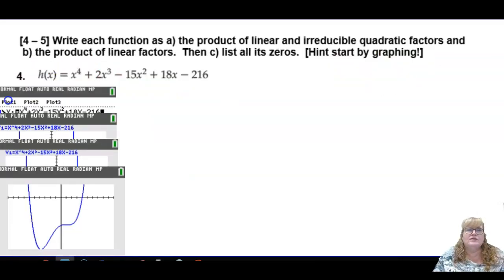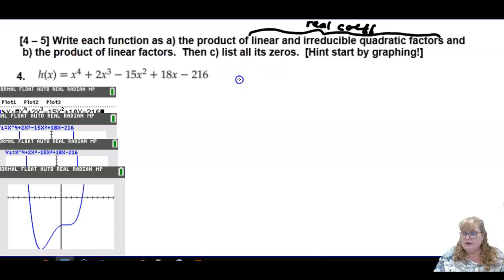All right? This one says, write each function as a product of linear and irreducible quadratic factors. Okay, this means that our answer cannot have this part right here. Means we need real coefficients. We need to factor it as far as we can factor it, okay? Then we can stop. All right. And then we're supposed to go further and make sure they're all linear factors. So part A is without the linear factors, part B is linear factors, and then list all the zeros.